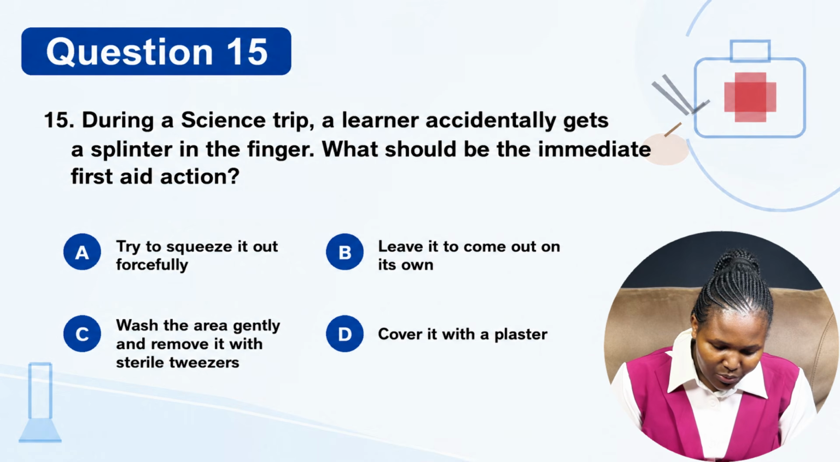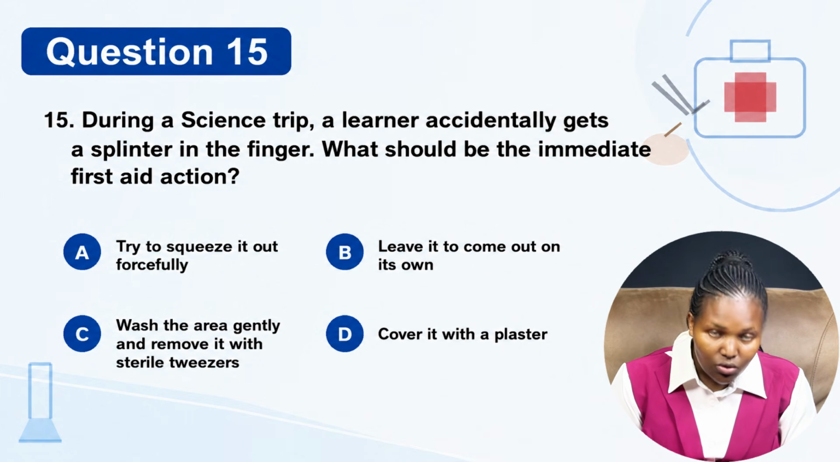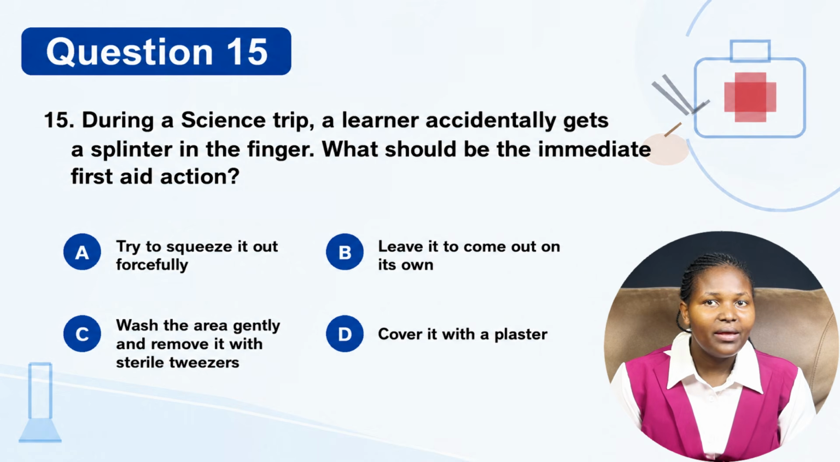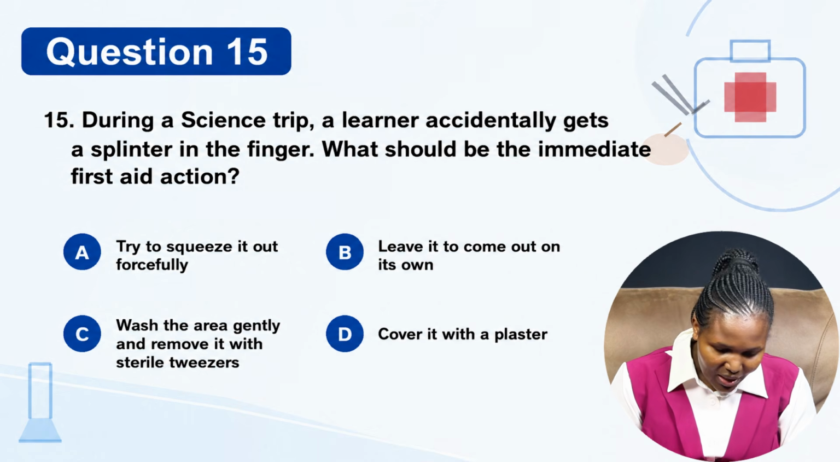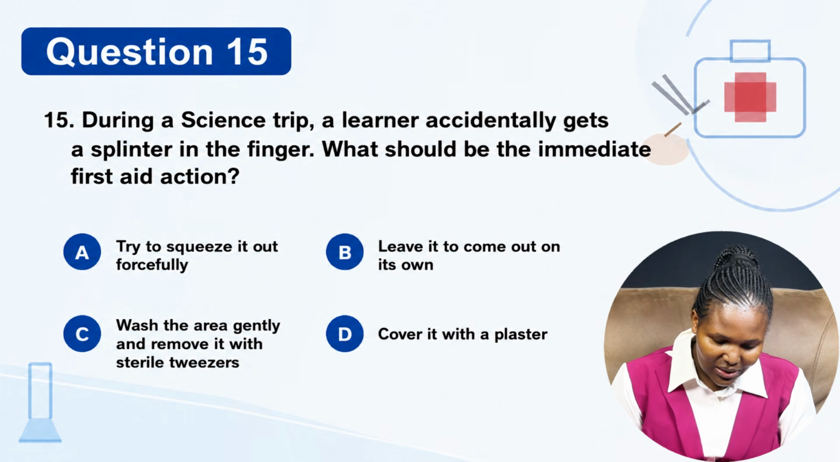We have option A, try to squeeze it out forcefully. That is not correct, because forcefully squeezing may push it deeper and make it worse. Then option B, leave it to come out on its own. Remember that leaving it may cause an infection, so it should not be left. Then option D, covering it with plaster. Covering it without removal does not solve the problem, because the splinter is still there.